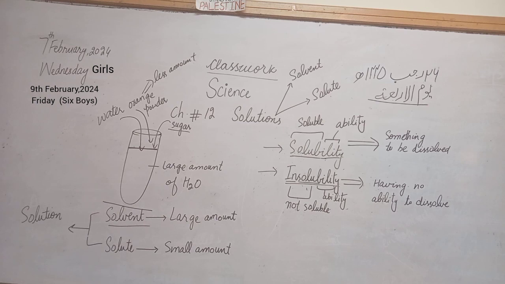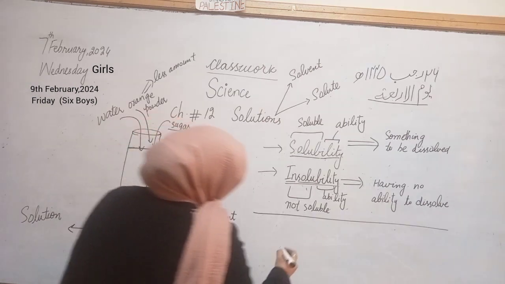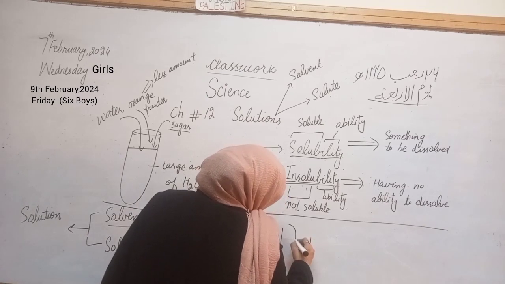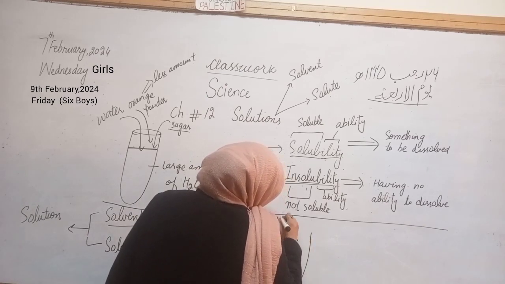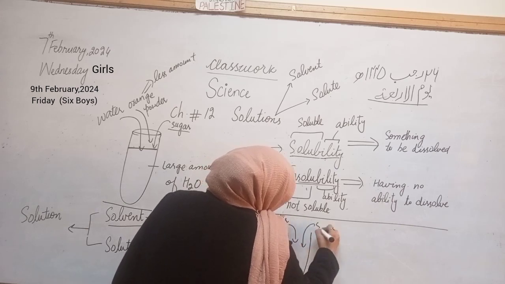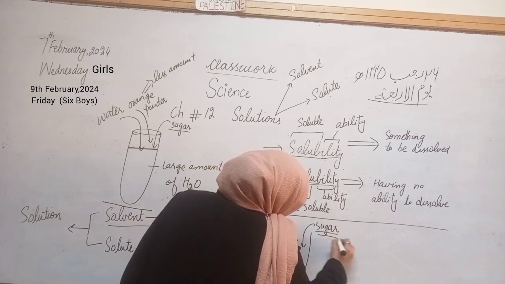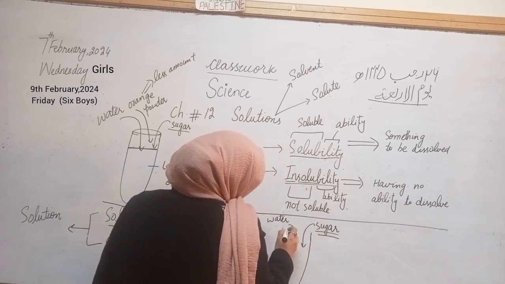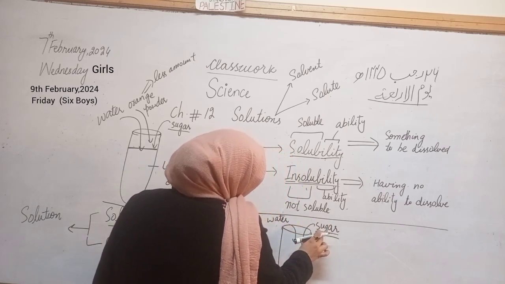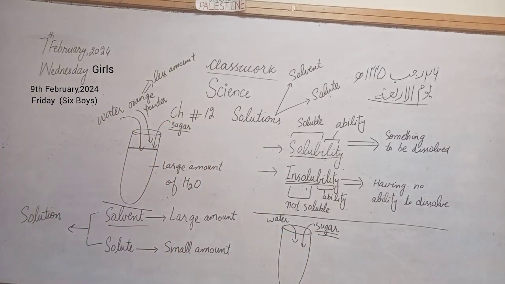We also observe these two phenomena, the first one, solubility, and second one, insolubility, in our home. Simply, in water we mix sugar. Sugar is the substance that can be easily dissolved in water. When sugar is dissolved, then we say sugar is soluble in water. Or you can simply say solubility of sugar in water.